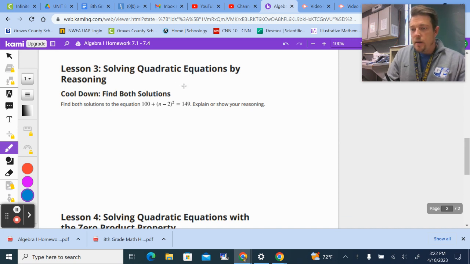We're solving the quadratic equation by reasoning. So the numbers are easy enough, we can kind of look at it and reason through the letters that would make this equal the other side.